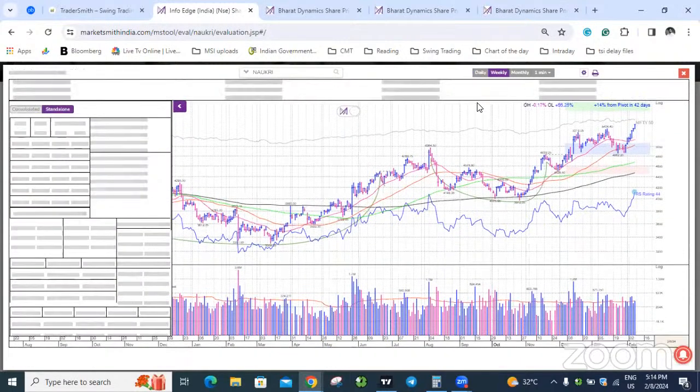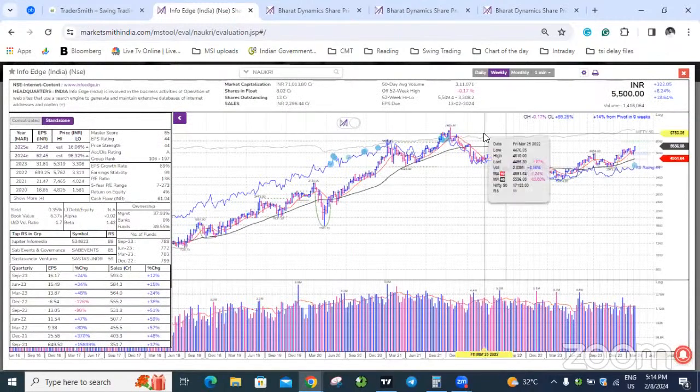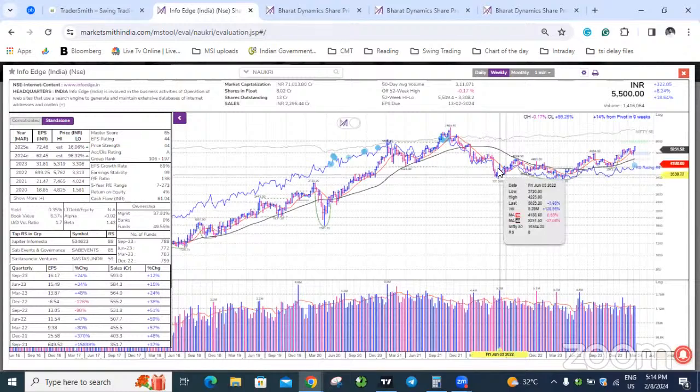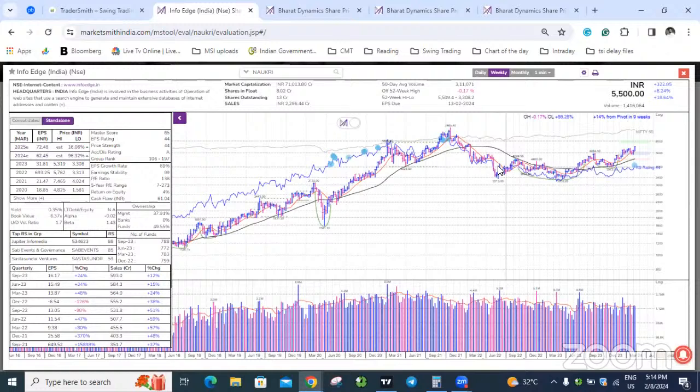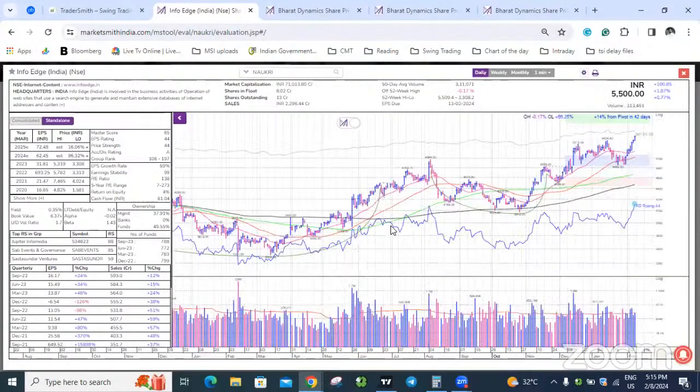Among this entire IT pack, the IT index is looking quite attractive at the current juncture. It is trying to retest the previous all-time high of almost 39,000, and it is just shy of 500-700 points to the 39,000 level. It is currently placed around 37,800, 37,900, so almost 1,000 points below the previous all-time high.